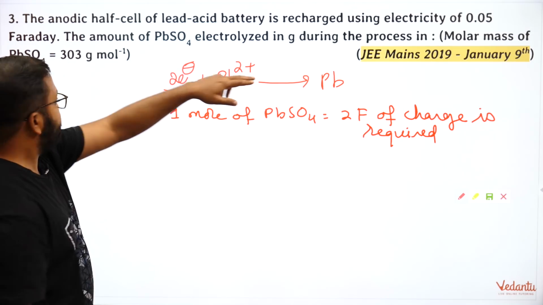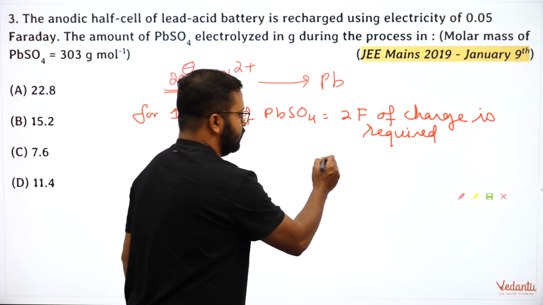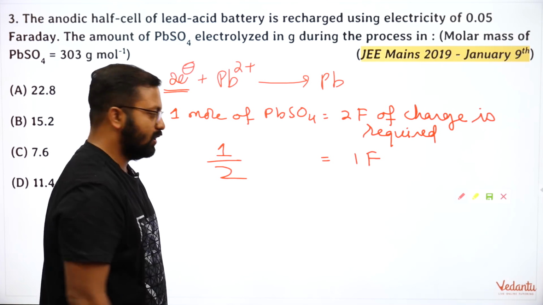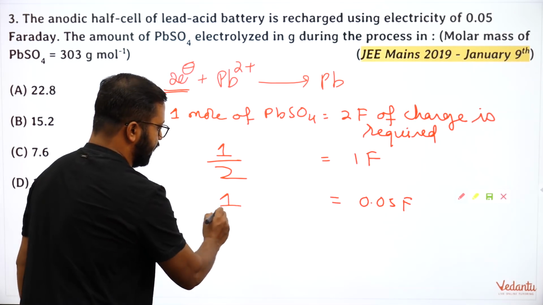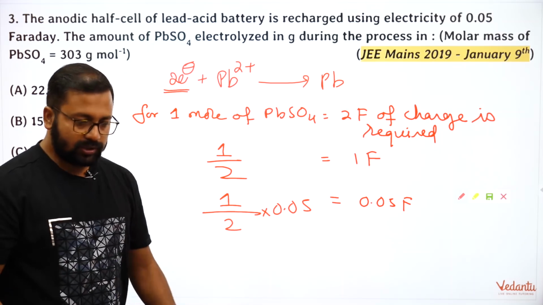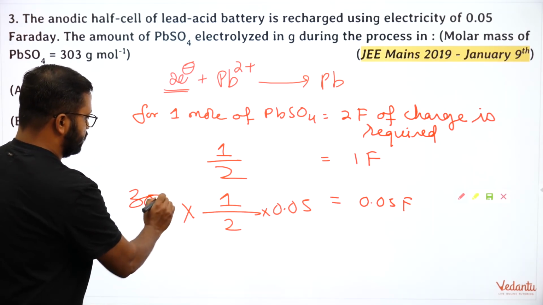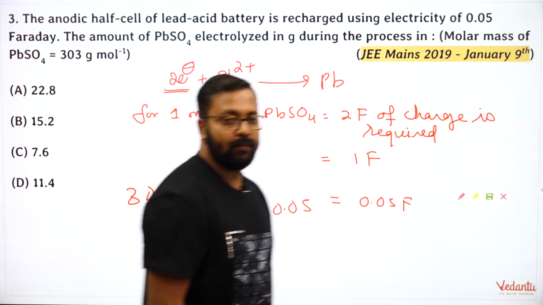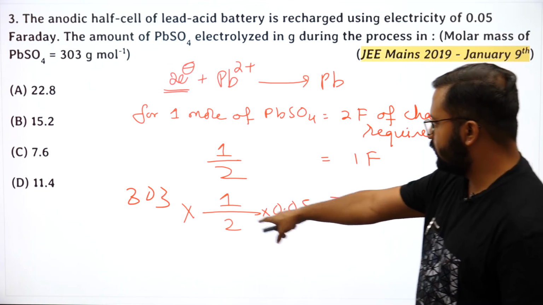Now, electricity of 0.05 Faraday. So 2 Faraday is for 1 mole. 1 Faraday will be for 1 by 2 of a mole. And 0.05 Faraday will be for 1 by 2 times 0.05 moles. Which if I want to convert into grams, I'll multiply this with 303. I'll multiply this with 303. What will be the answer? So this will be 15.